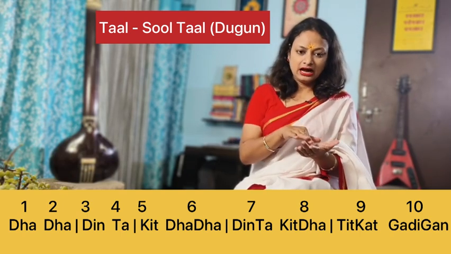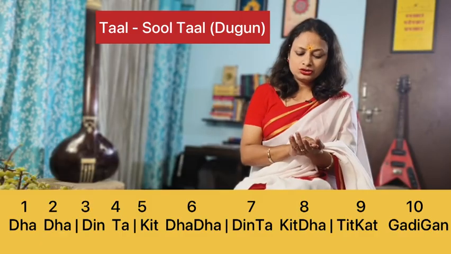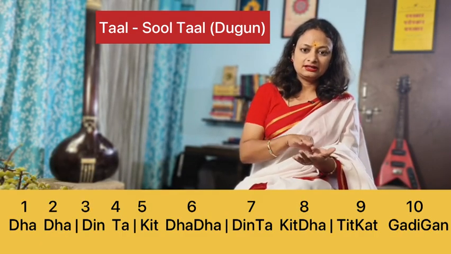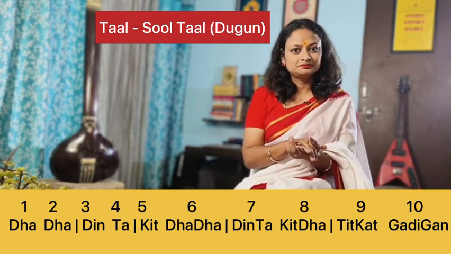Dha, dha, din, ta. 1, 2. Dha, dha, din, ta. Kit, dha, tit, kat, gadi, gana, dha.